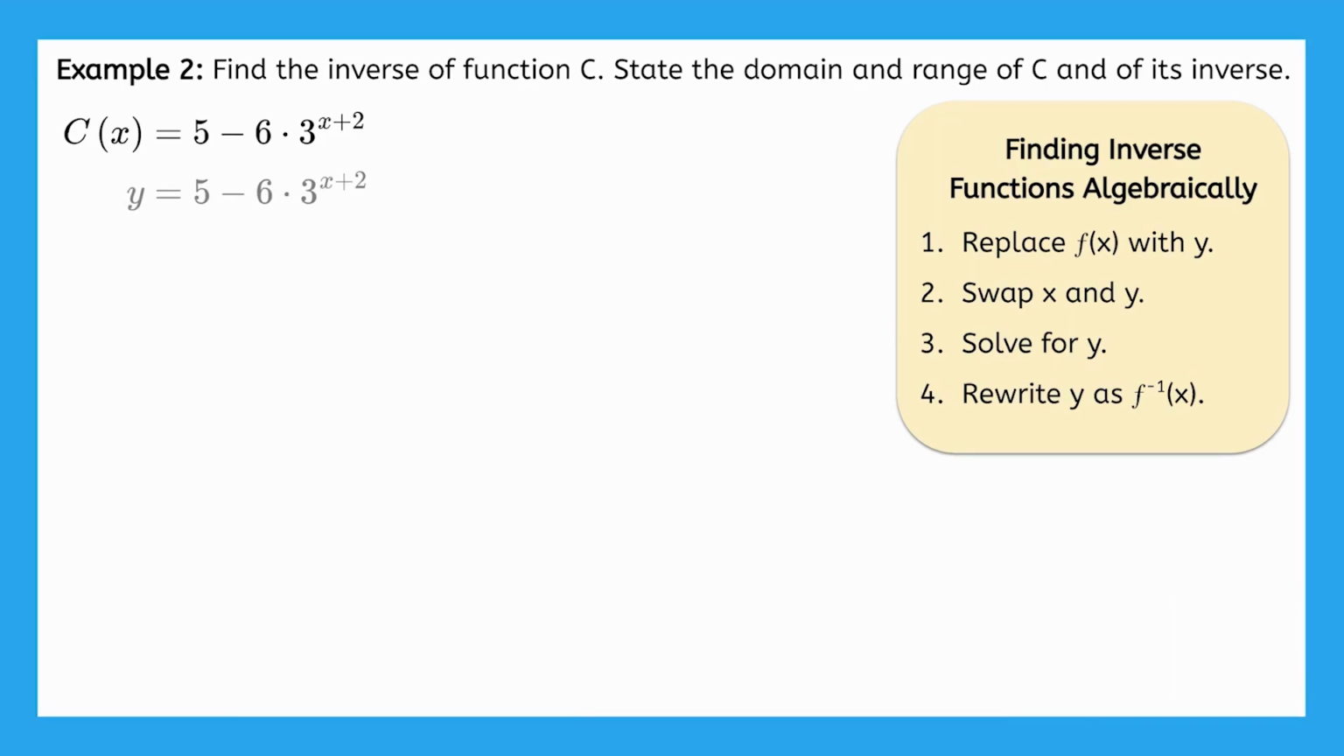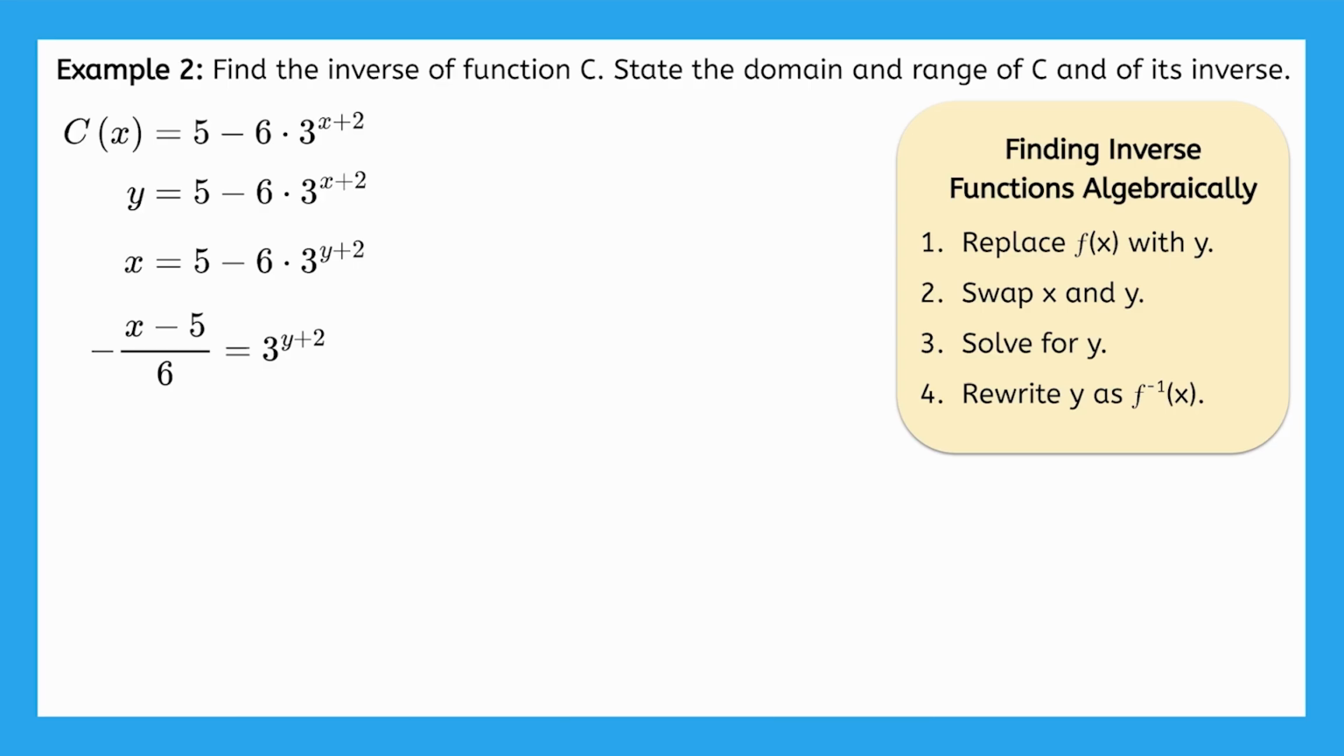First, we replace c of x with y. Second, we swap x and y. Now we solve for y. Subtracting 5 on both sides and dividing by negative 6, we get x minus 5 over negative 6 equals 3 to the y plus 2. Dividing by a negative on the left side will simply change the sign of the whole fraction, so we can just write the minus sign on the side.